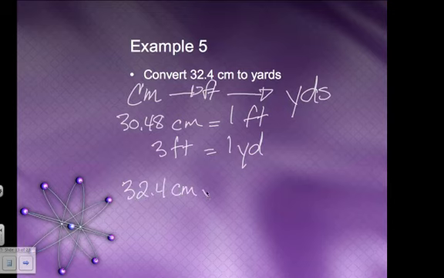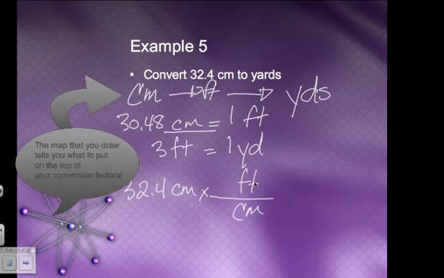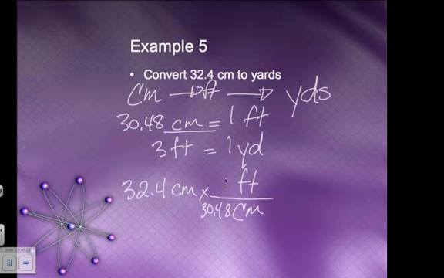So I'm going to do 32.4 centimeters. Set up the first conversion factor. So I need to get rid of the centimeters. So I'm going to look at this information first. So centimeters needs to go on the bottom. Feet need to go on the top. There are 30.48 centimeters and 1 foot. That's my first step.